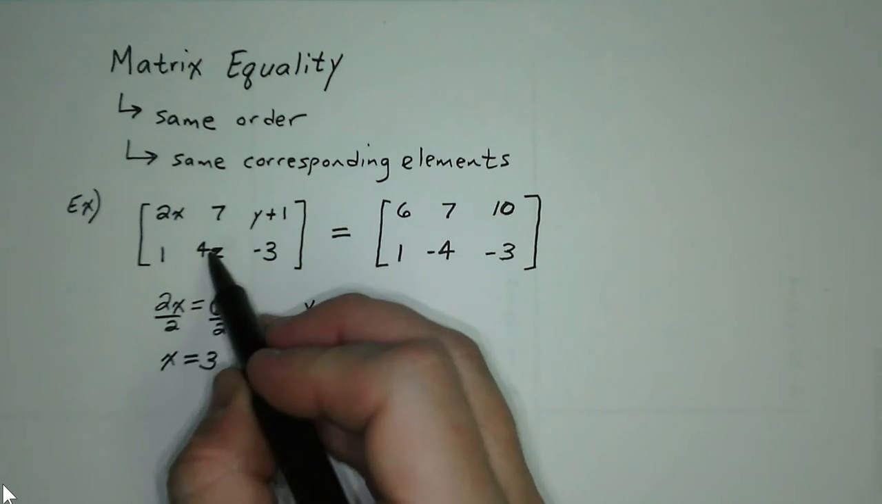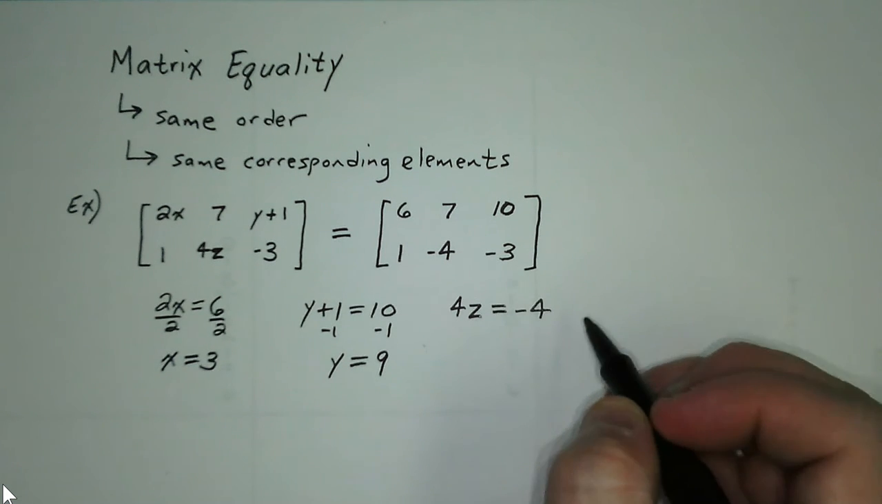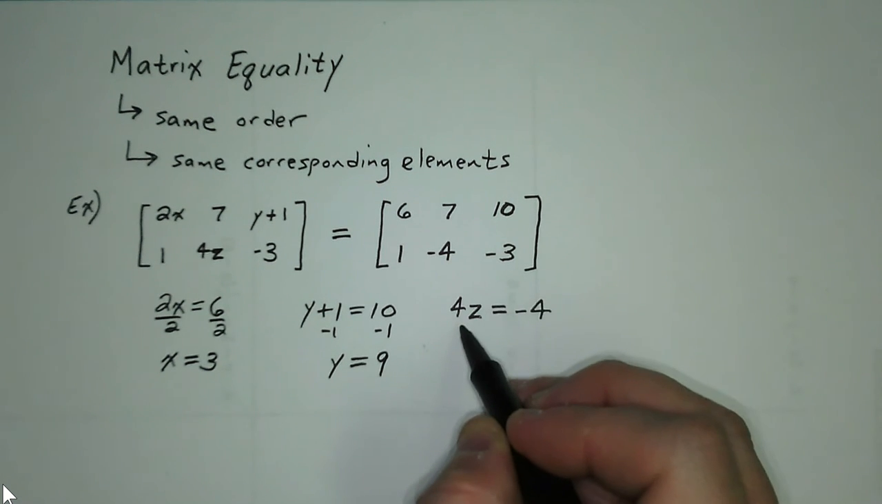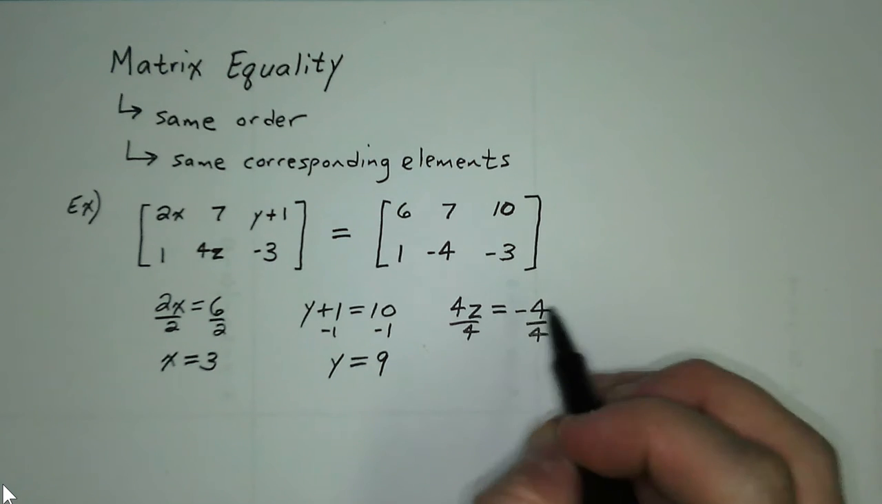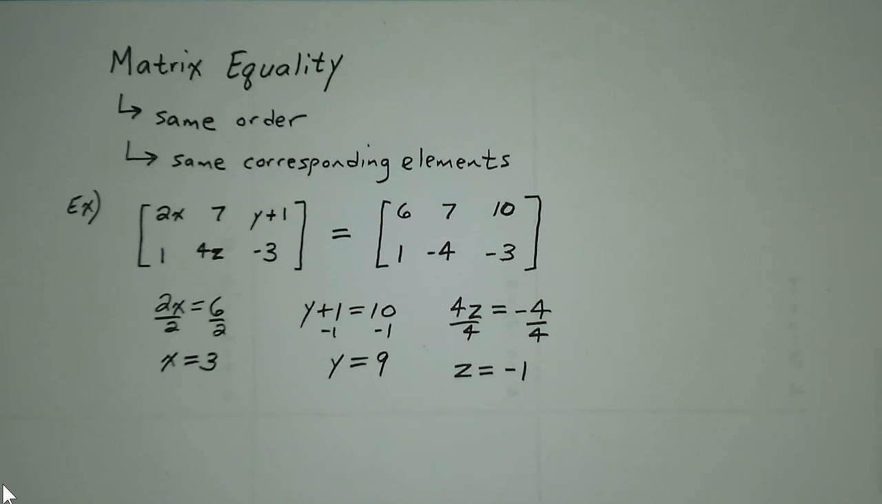And then the 4z must basically be -4. So again, you could write it out just to be thorough and safe. And then if you get z by itself, it turns out that z has to equal -1. Okay? And that's another simple concept of matrix equality. Two matrices being equal, they're equivalent, they're the same matrix. And then you could do problems like that.